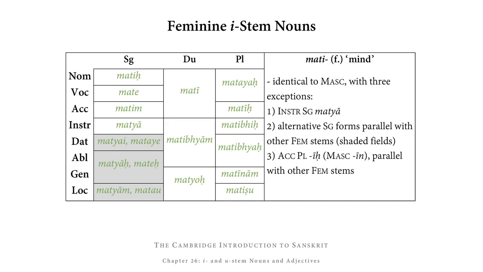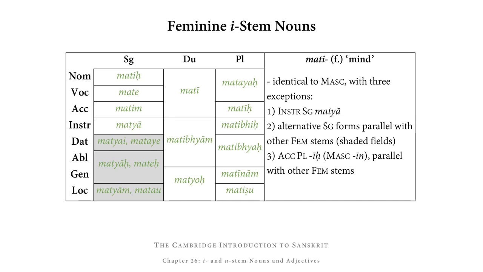Then in the dual, feminines are completely parallel to their masculine counterparts. So just as we had agni, agnipyam, agnioch, here we have mati, matipyam, matyoch. Then in the plural, we start out again parallel to masculines. We get matayach, just as we had agnayach.